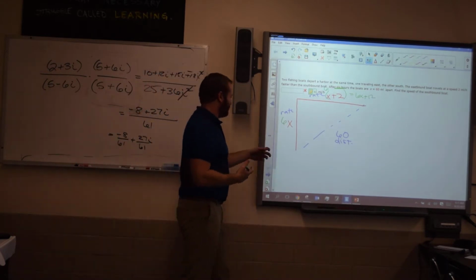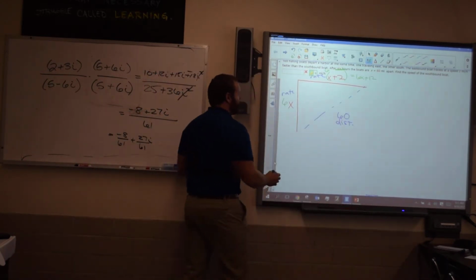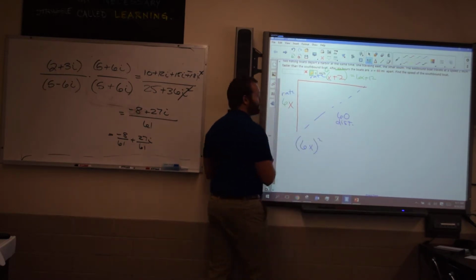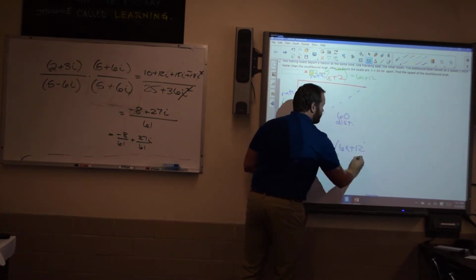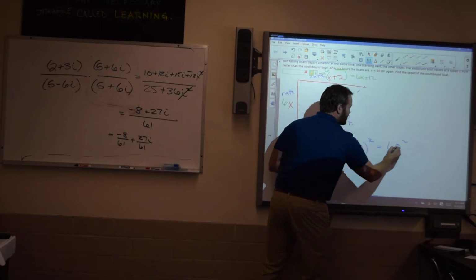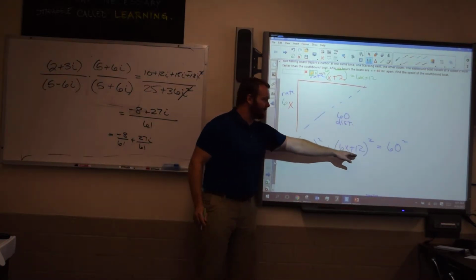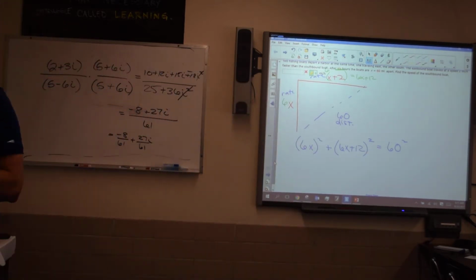People did that, and then I see people coming up to me saying, I've got all this work, and I've got 6x. And I'm going to square that, plus then 6x plus 12, and I'm going to square that, which should equal 60 squared, right? Because all that is a squared plus b squared equals c squared. It's the Pythagorean theorem with your distances, correct?